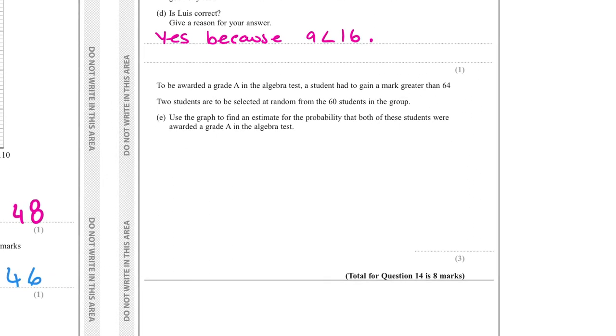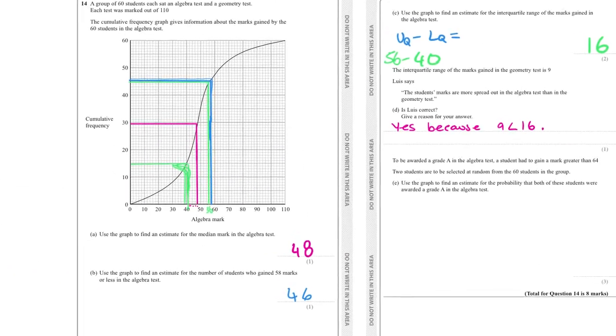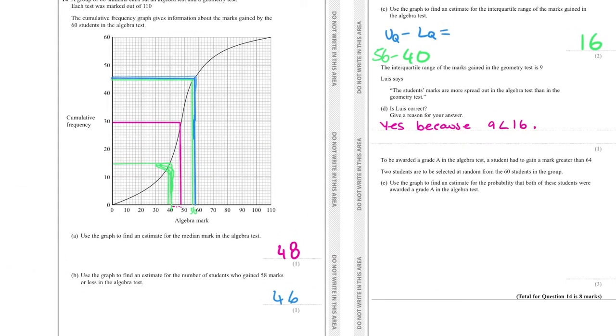Okay. Then it says to be awarded a grade A in the algebra test, a student had to gain a mark greater than 64. 2 students are to be selected at random from the 60 students in the group. Use the graph to find an estimate for the probability that both of these students were awarded a grade A at the algebra test. So if the mark has to be greater than 64, first of all, how many students got a mark greater than 64?